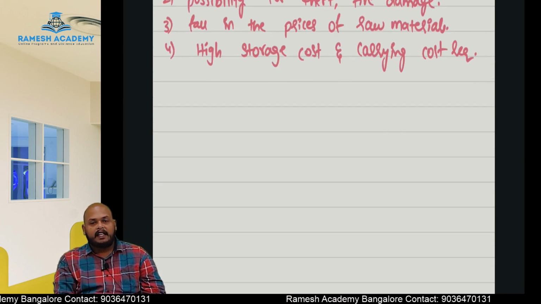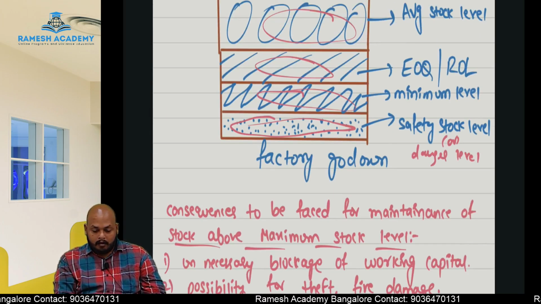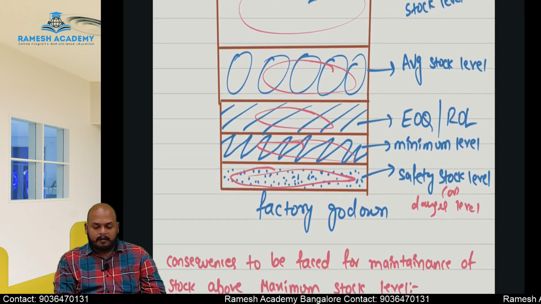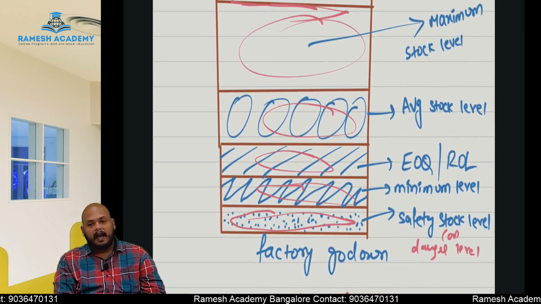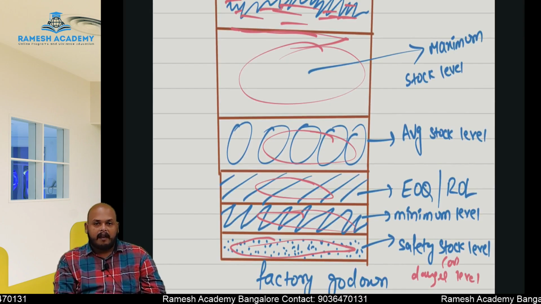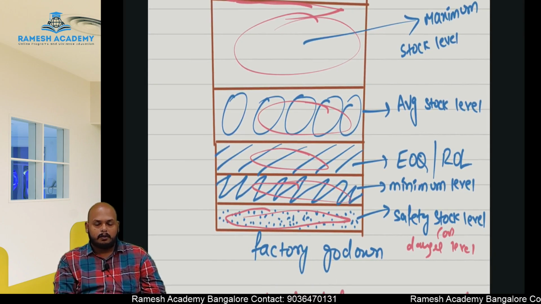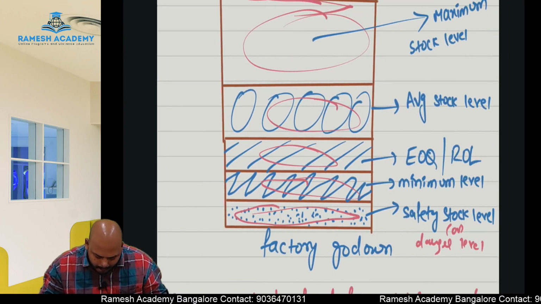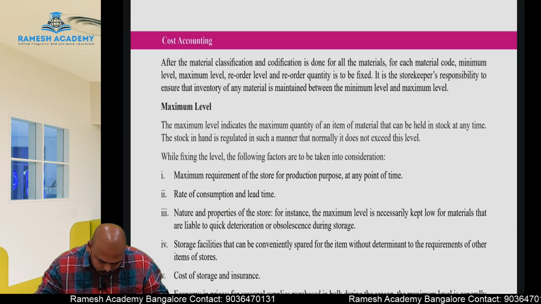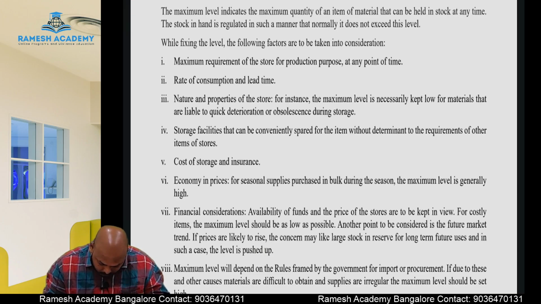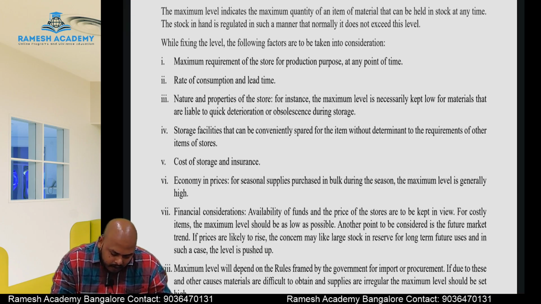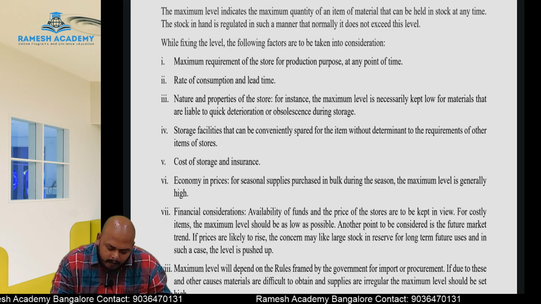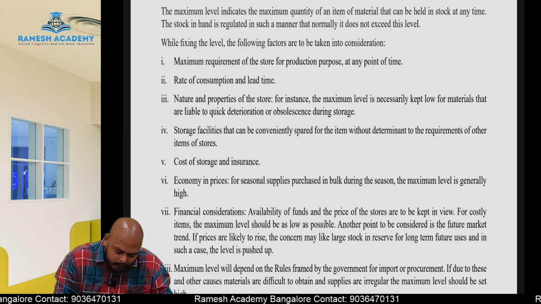Next, we have technical formulas for this: minimum stock level, maximum stock level, EOQ, reorder level, average stock level. For all these things we have technical formulas also. Let us go through the formulas. The maximum level indicates the maximum quantity of an item of raw material that can be held in stock at any point of time.